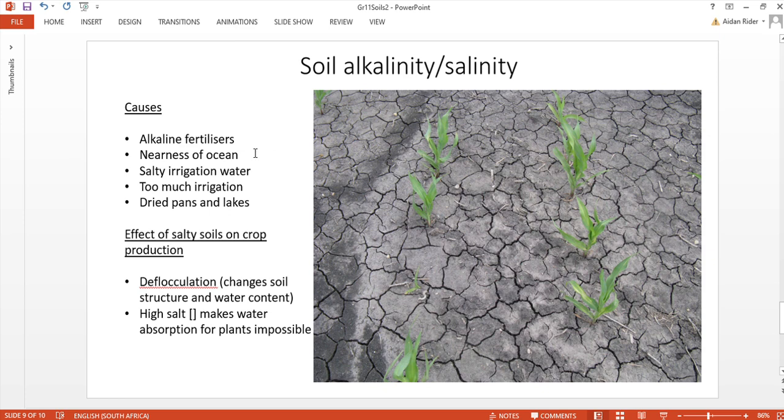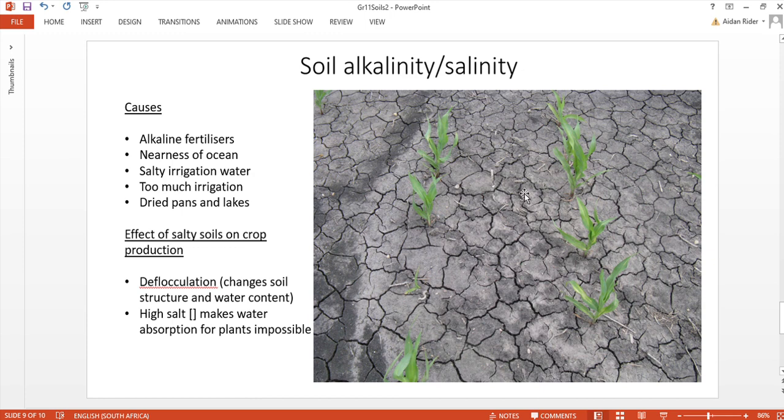What happens here is if the soil is close to the ocean and ocean winds blow, then it blows some of the salts from the ocean onto the soil. So then the soil becomes more salty. Also, if the water which is used to irrigate the plants on this type of soil has a lot of salts, it can increase the amount of salt in the soil and make it more alkaline. Then also too much irrigation can make it more salty.